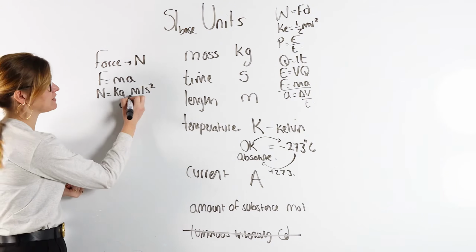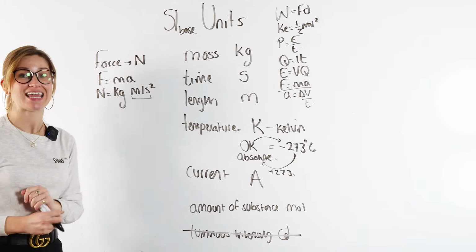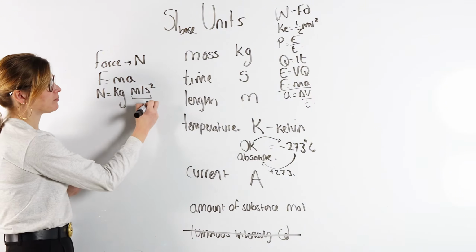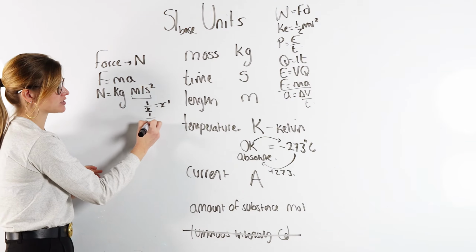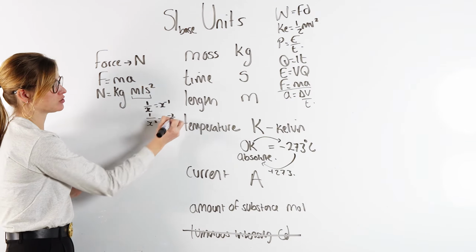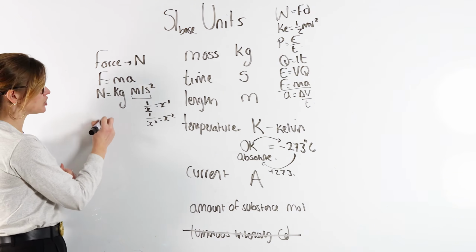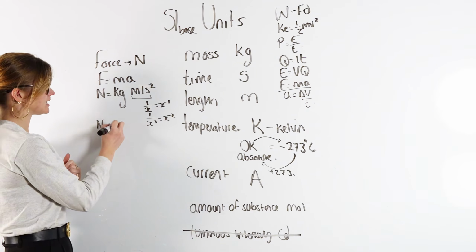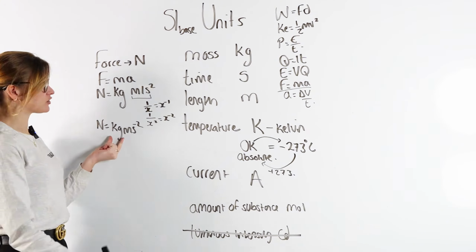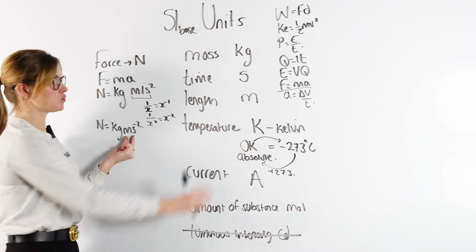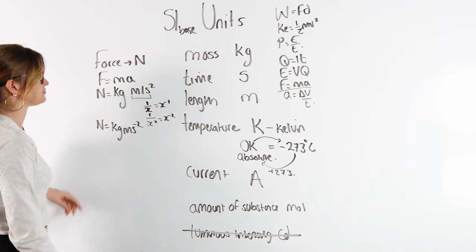But remember, we can't leave it like this anymore because you have to write it in its indices form. So remember, from our mathematics lessons, 1 over x is equal to x to the minus 1. 1 over x squared is equal to x to the negative 2. So what this really becomes is a newton in terms of the SI base units is kg m s to the negative 2. This is fine because kilogram is an SI base unit, so is meters, and so is seconds.